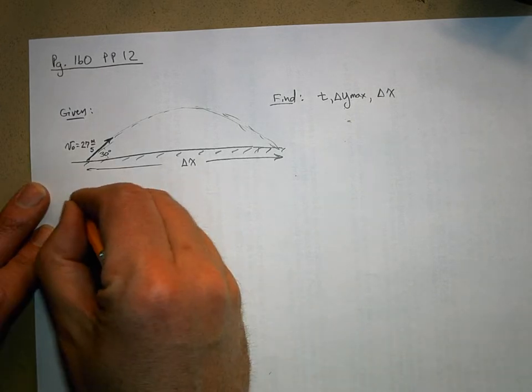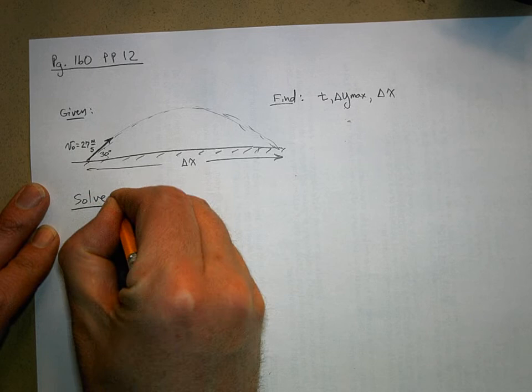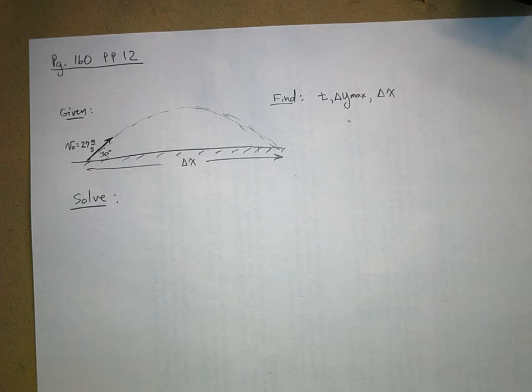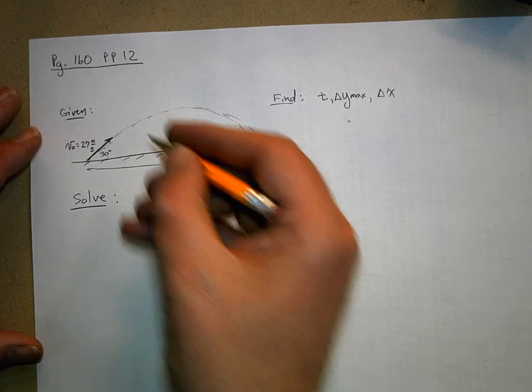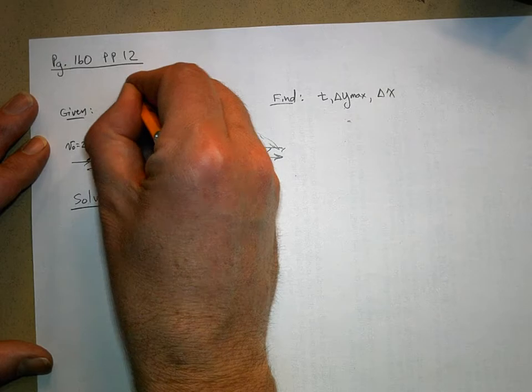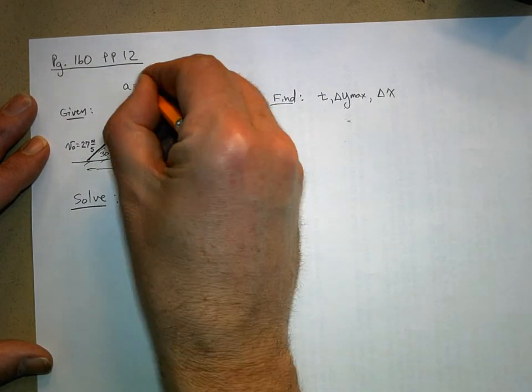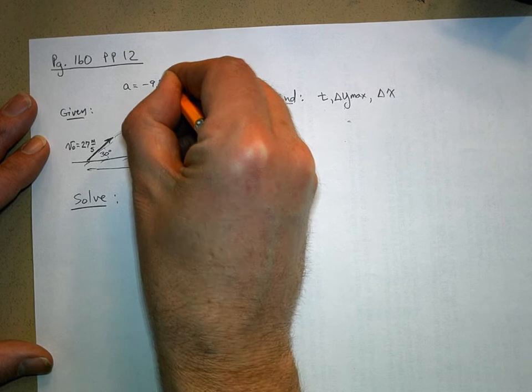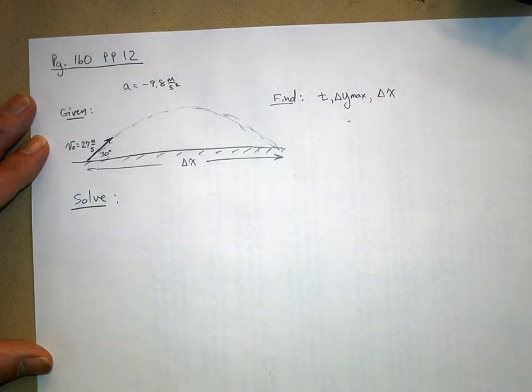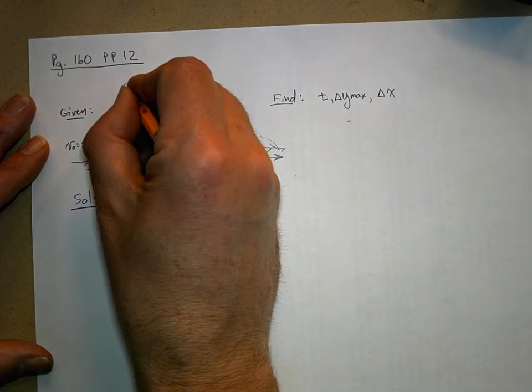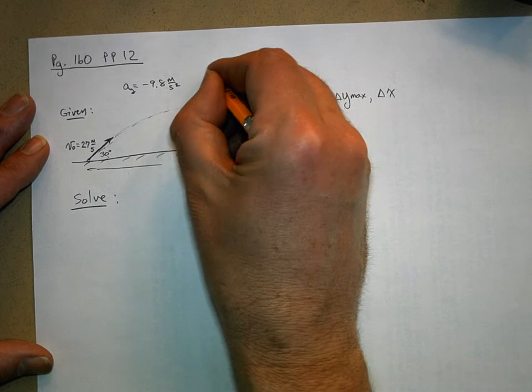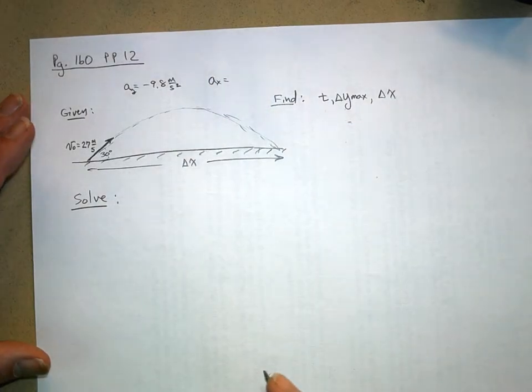And so let's solve it. So now here's the thing you have to know about this type of problem. There's some tricks to solving this. They don't really tell you in the problem, but first of all, you know what the acceleration is, right? The acceleration is negative 9.8 meters per second squared. But that's only in the y direction. What is the acceleration in the x direction equal to?